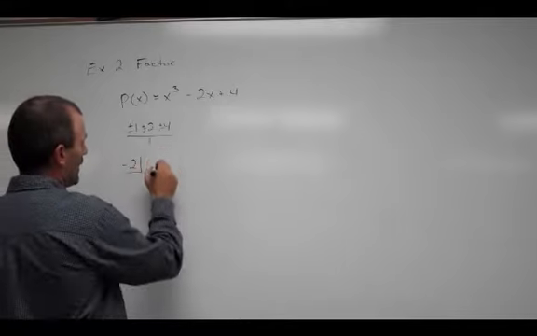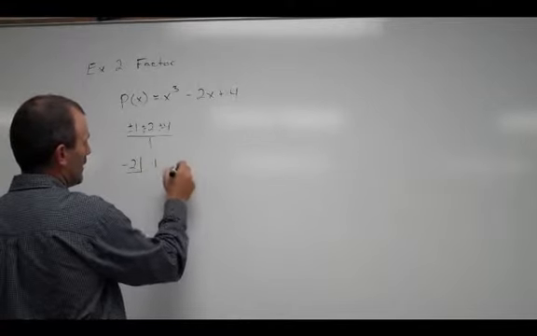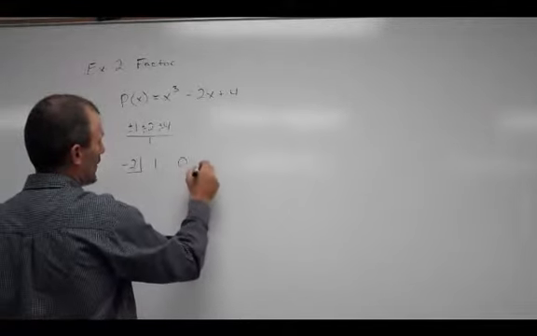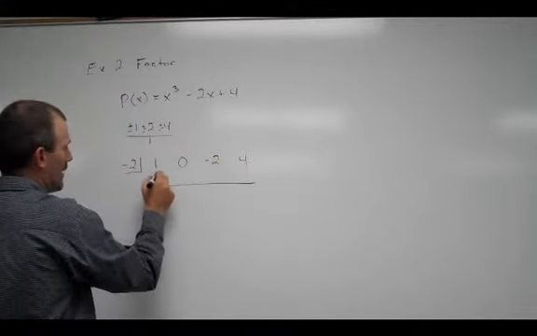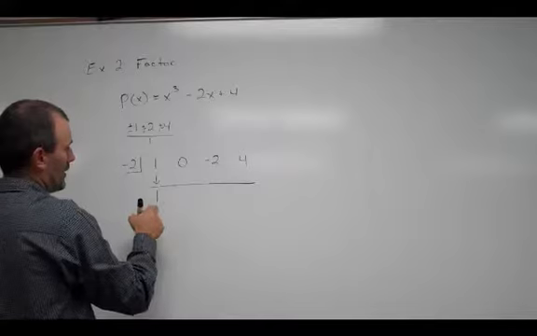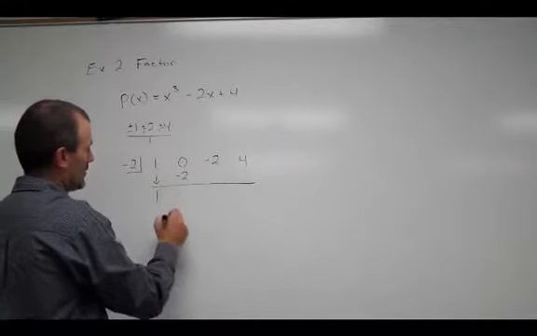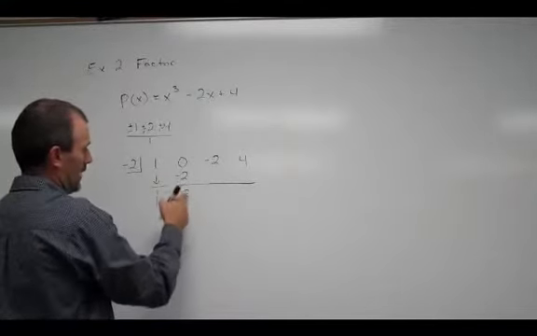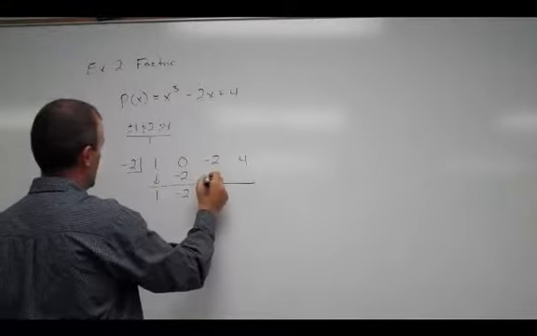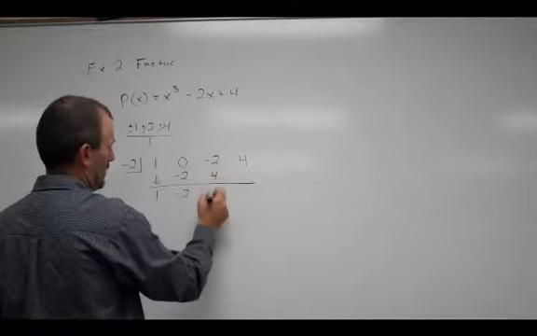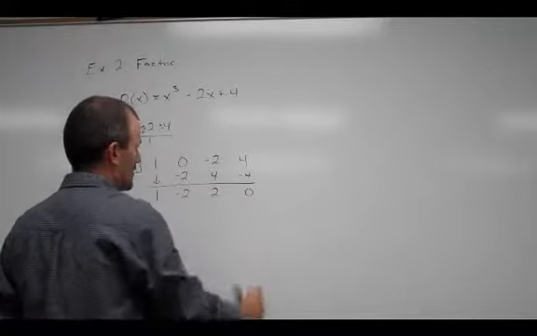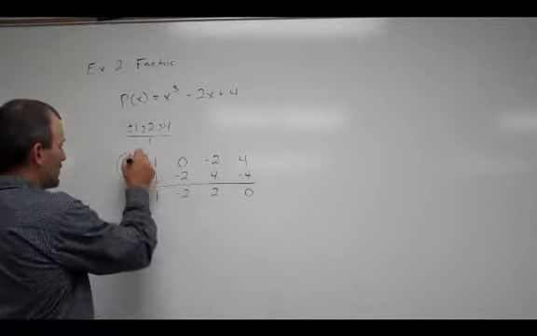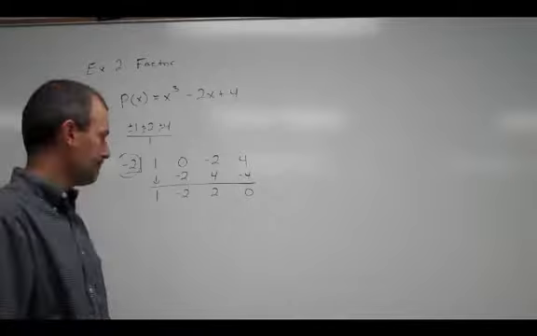Remember, the leading coefficient is 1, we need a 0 for x squared, and a negative 2 and a 4. So when we divide that, we've got the 1 coming down. 1 times negative 2 is negative 2. So we add those. Negative 2 times negative 2 is 4. We add those, and that gives us a 2. 2 times negative 2 is negative 4, and that gives us a 0. So negative 2 is one of our zeros.